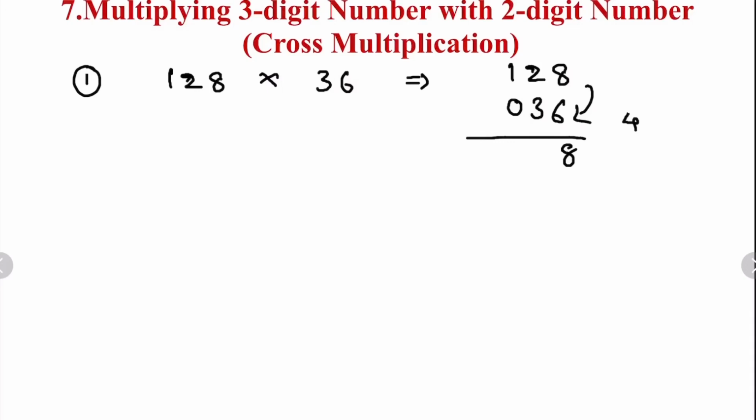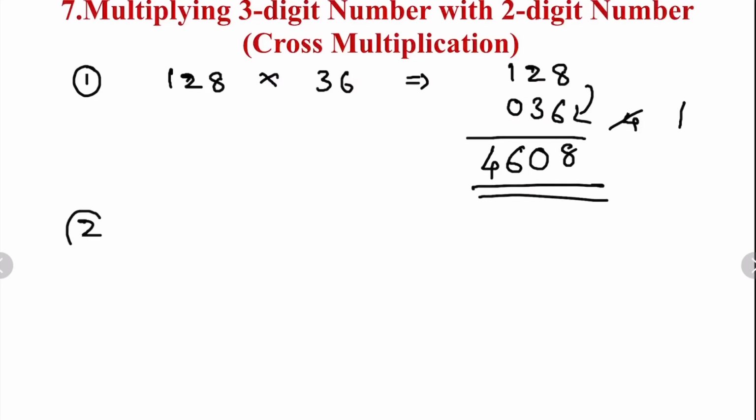6 into 2, 12, 3 into 8, 24, 24 plus 12, 36, 36 plus 4, 40, 4 carry forward. Next 6 into 1, 6, 3 into 2, 6, 6 plus 6, 12, 12 plus 4, 16, 1 carry forward. 3 into 1, 3 plus 1, 4608.